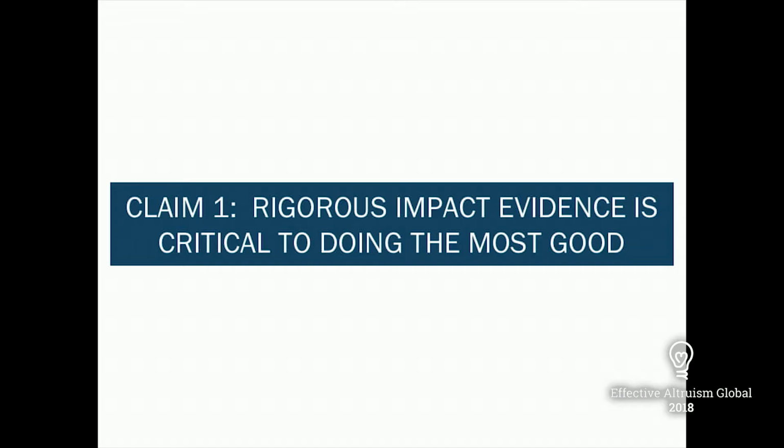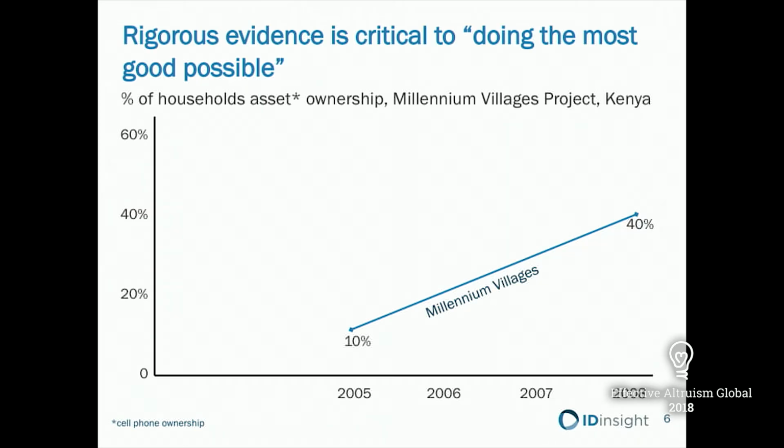And to start at the most basic and fundamental level, I think a pretty uncontroversial claim here is that we need to continue to think about rigorous impact evidence in determining how we spend our resources. So there's a simple example of money spent incorrectly.